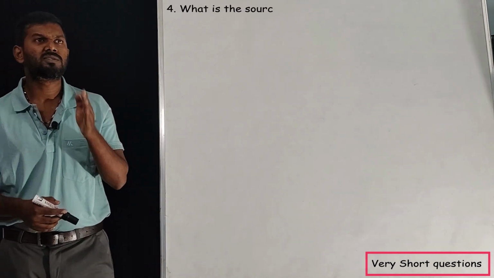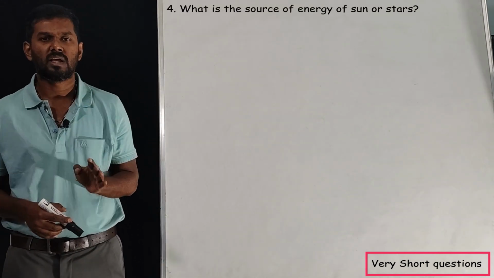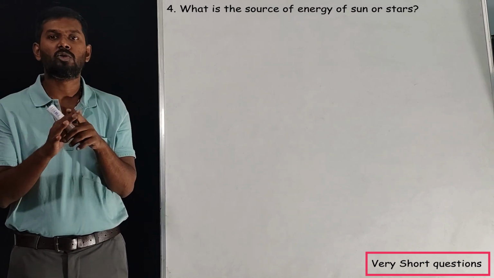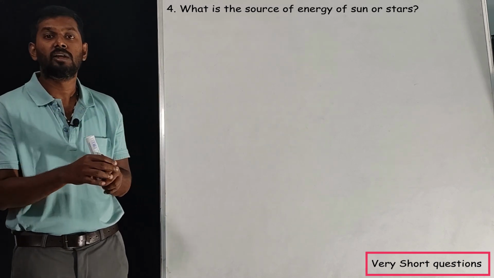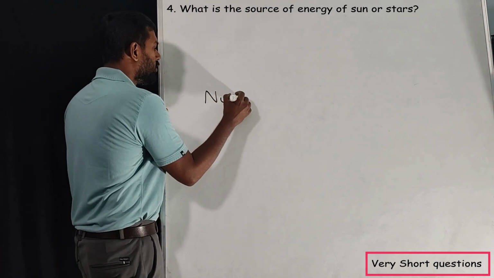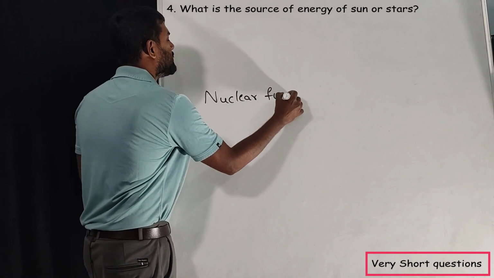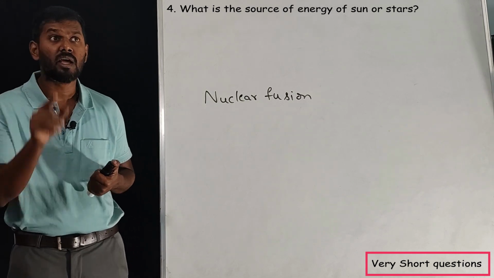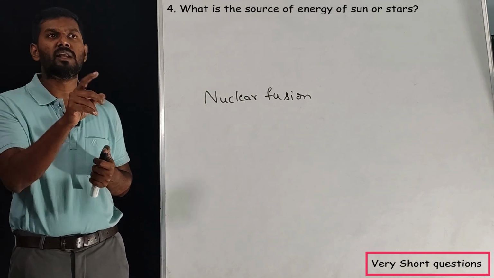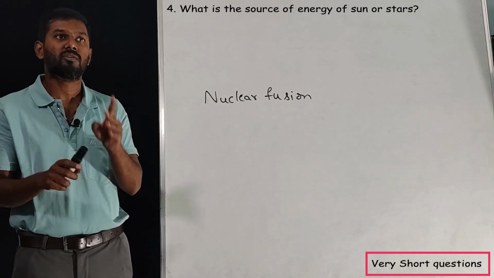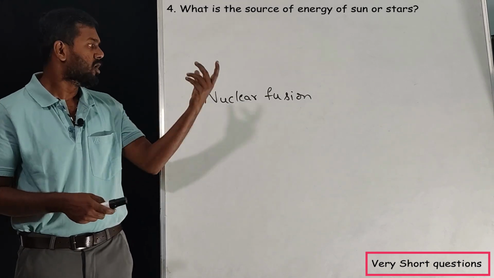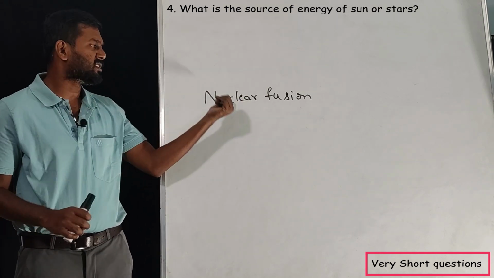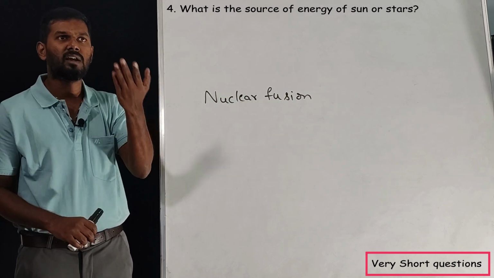Our next question, what is the source of energy of sun or stars? See, in the concept video we have learnt, but here they are specifically asking what is the source. That's it, you don't have to write the stories. Answer is nuclear fusion. See, they are not asking you to explain how the nuclear fusion happens inside a sun or star, correct? They are just asking what is the source of energy of sun or stars: nuclear fusion. That's it. If they are asking you to explain, then go for the explanation. Don't write something extra and lose marks. Write the precise answer. That's it. This is the source for sun or stars.